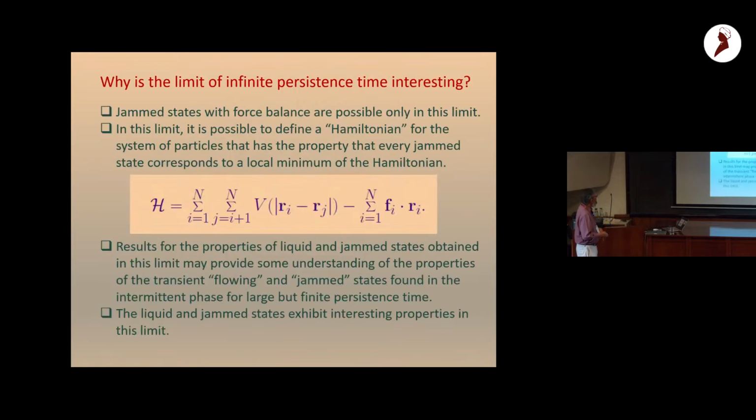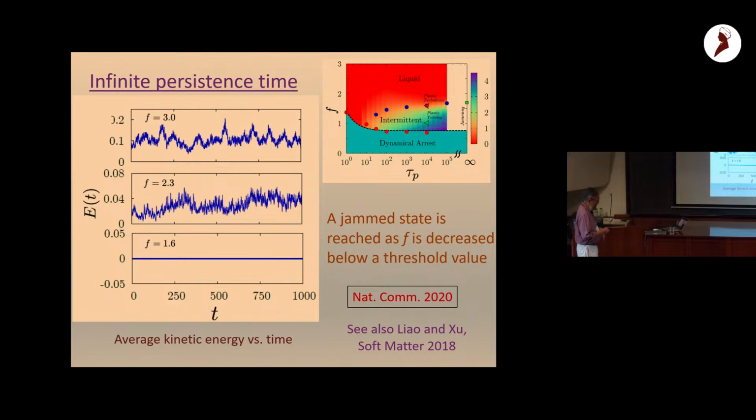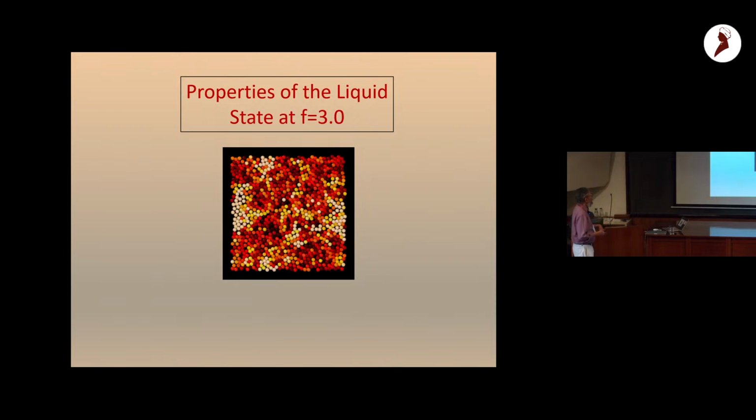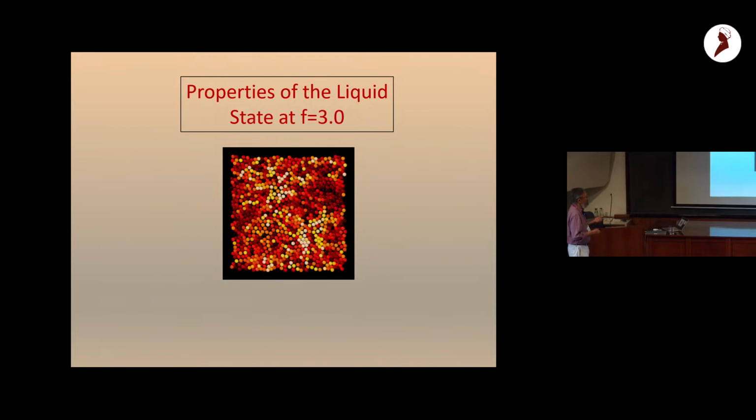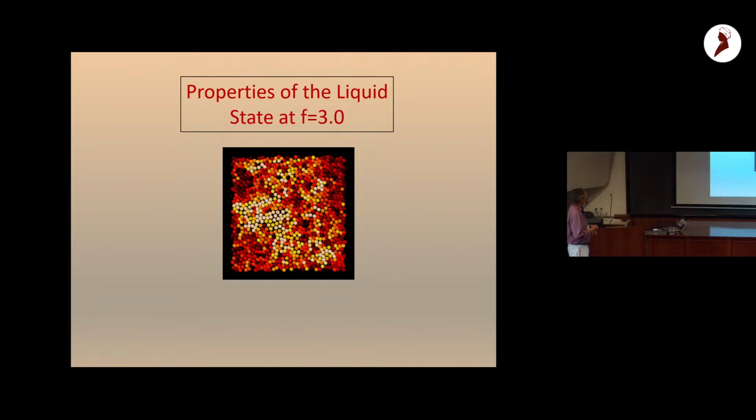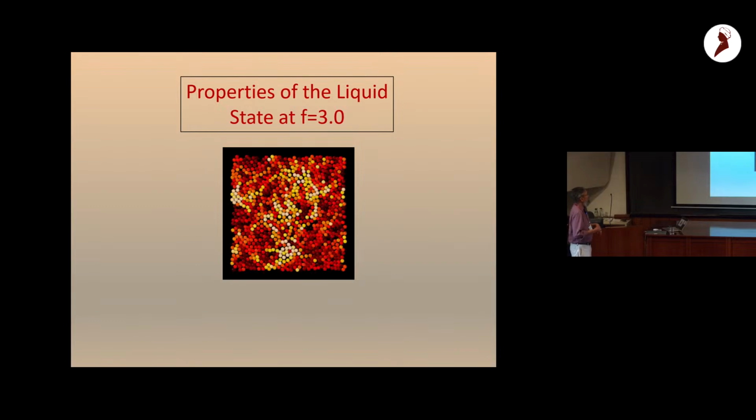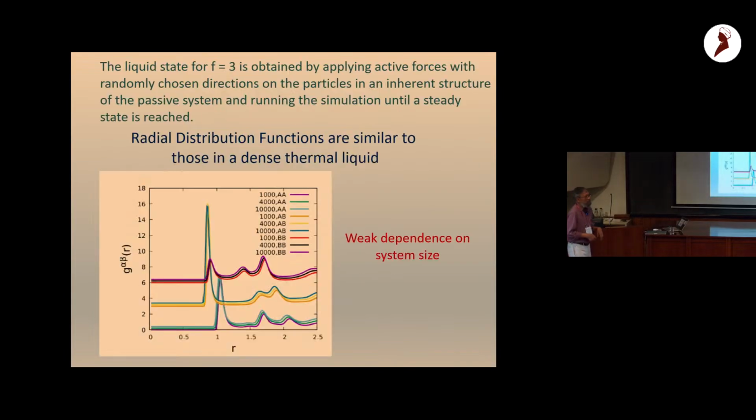So F equals 3 is here, top there, yeah, not this 3, that 3. And it is far away from the jamming point, so it's supposed to be a liquid. And it is a liquid, it continues to move. If you keep the value of F at 3, one seems to reach a steady state, and one can look at the properties of this liquid.